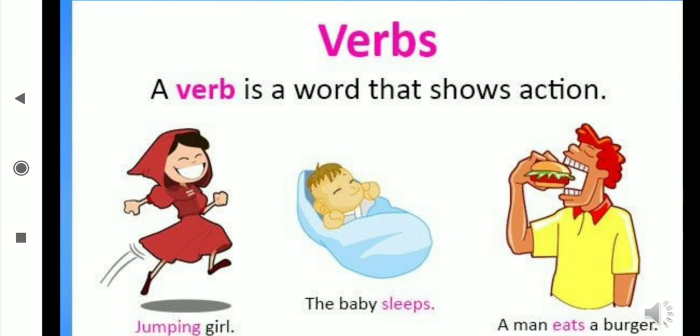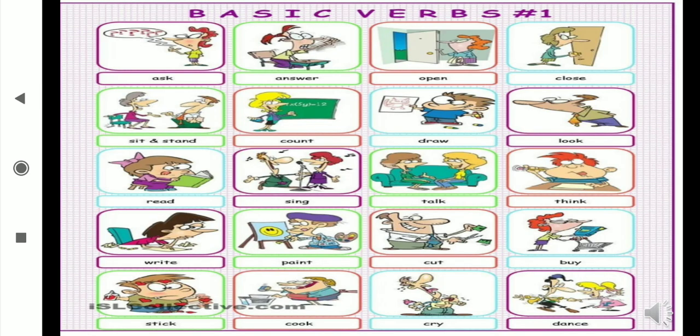There are a few more examples which we are going to see. See now which basic verbs are mentioned here: ask, answer, open, close, sit and stand, count, draw, look, read, sing, talk, think, write, paint, cut, buy, stick, cook, cry, dance, and many more. Many action words we can use in our daily life, and all action words come under the verbs.